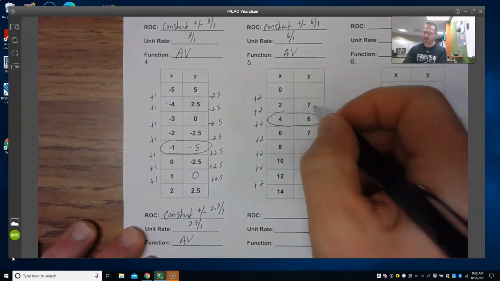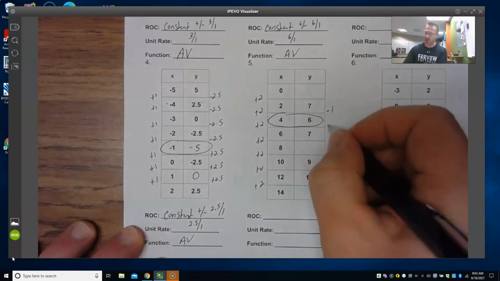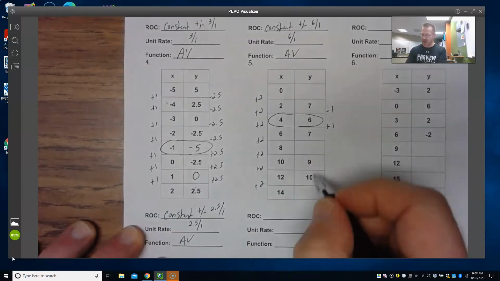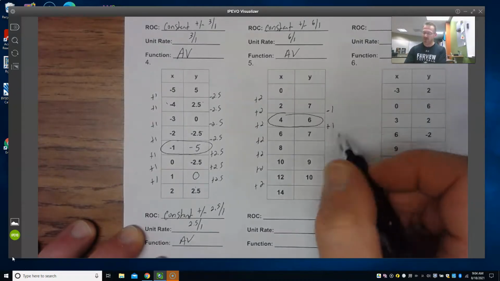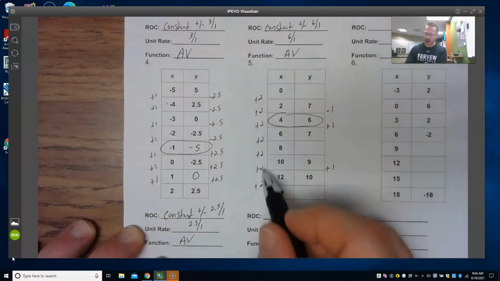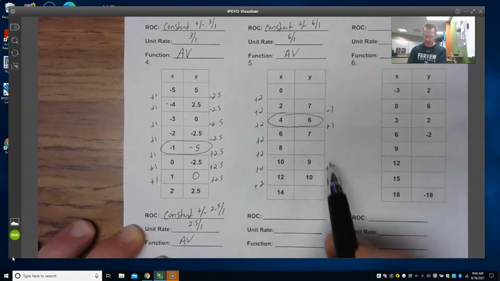So notice when I go from 7 to 6, I go down 1, right? And when I go from 6 to 7, I go up 1. If I jump down here from 9 to 10, it goes up 1. So it looks like I have that absolute value graph, right? And it's all constant here. So every time x goes up by 2, in this direction, I'm going to add 1.